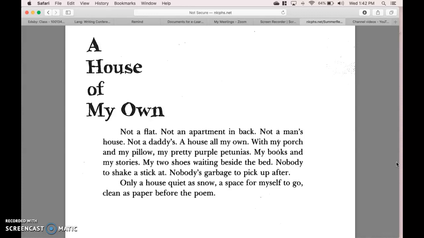Vignette 43 is called A House of My Own. Not a flat, not an apartment in back, not a man's house, not a daddy's. A house all my own, with my porch and my pillow, my pretty purple petunias, my books and my stories, my two shoes waiting beside the bed. Nobody to shake a stick at, nobody's garbage to pick up after. Only a house quiet as snow, a space for myself to go, clean as paper before the poem.